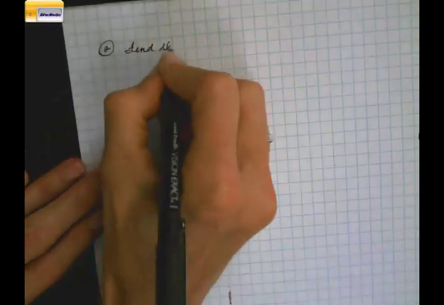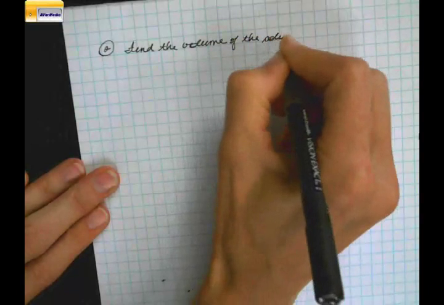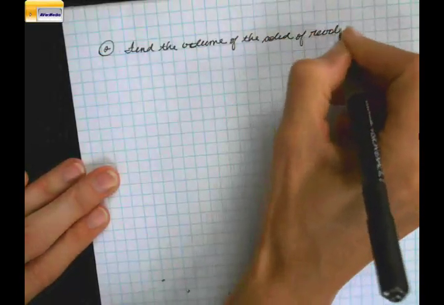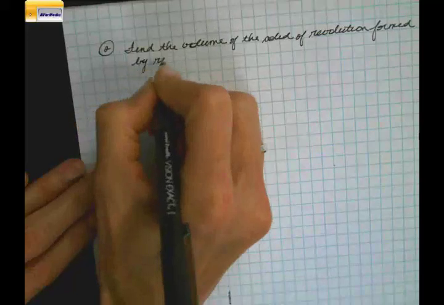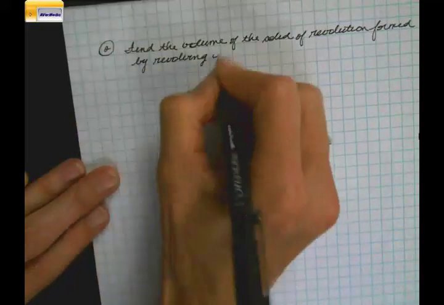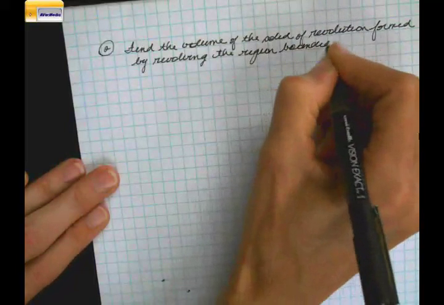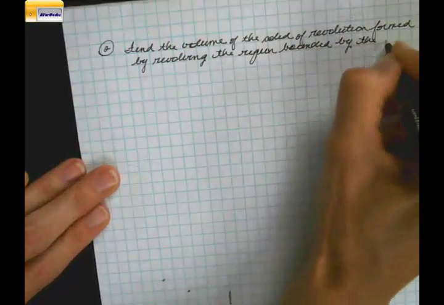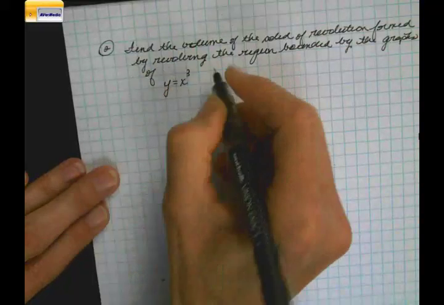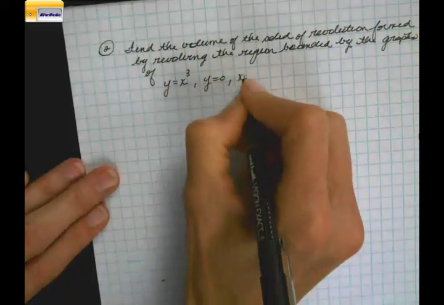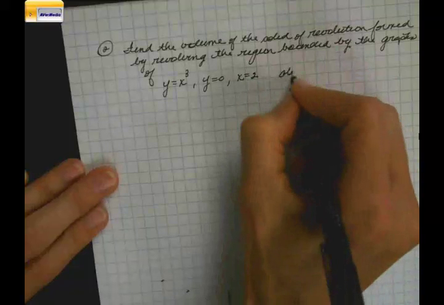Okay. Find the volume of the solid of revolution formed by revolving the region bounded by the graphs of y equaling x cubed, y equaling 0, and x equaling 2 about the x-axis.